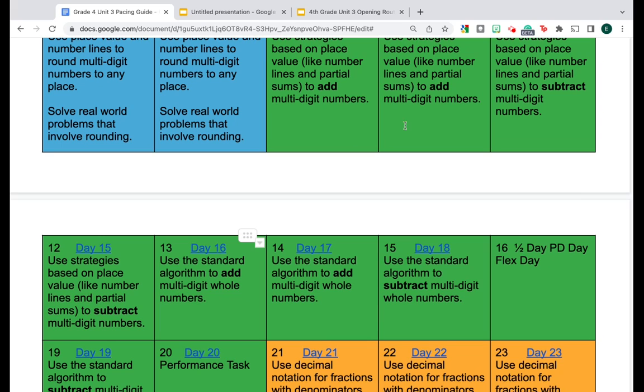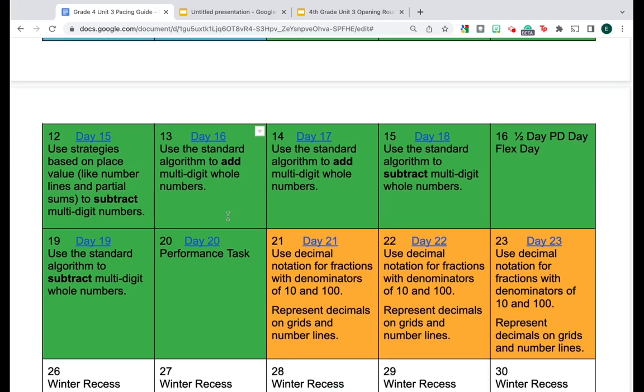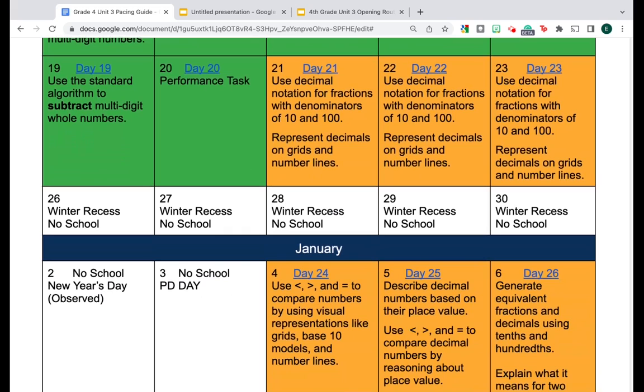But big picture, you have 1, 2, 3, 4, 5, 6, 7, 8 days to work on addition and subtraction, plus a flex day and a performance task. That performance task should address content from topics A and B. Then we get into topic C.